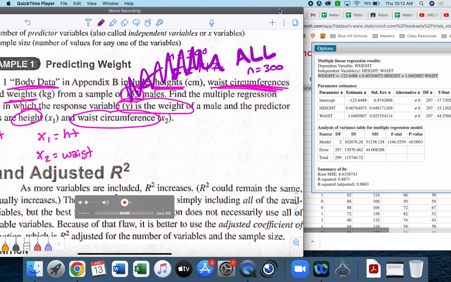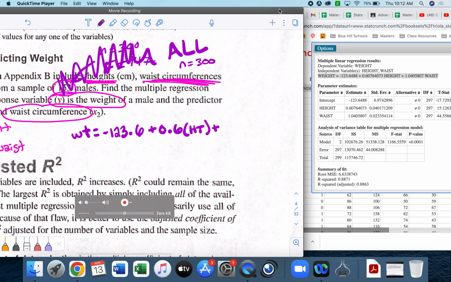I'm not going to call it y hat. I'm going to call it weight, just so that we remember what it is. So weight is equal to negative 123.6, we'll go with just one decimal place for right now. You see that? Did you get the same numbers as I did? Plus 0.6 times the height, plus 1.04 times the waist.